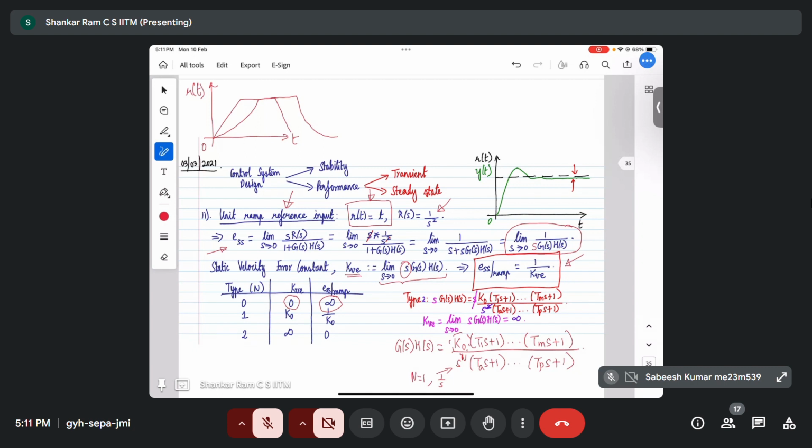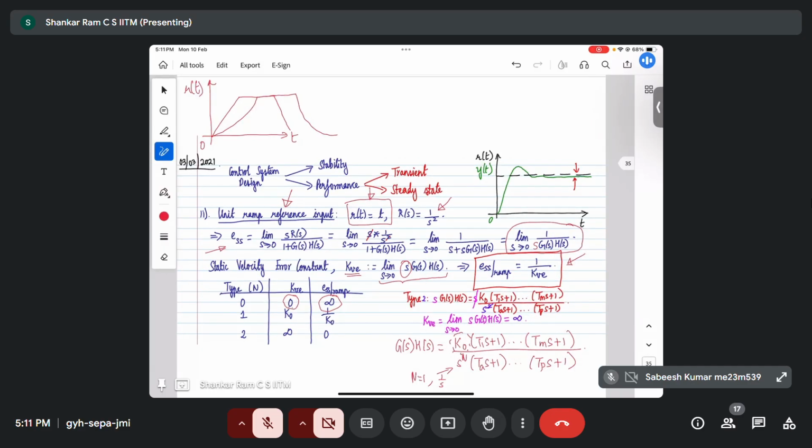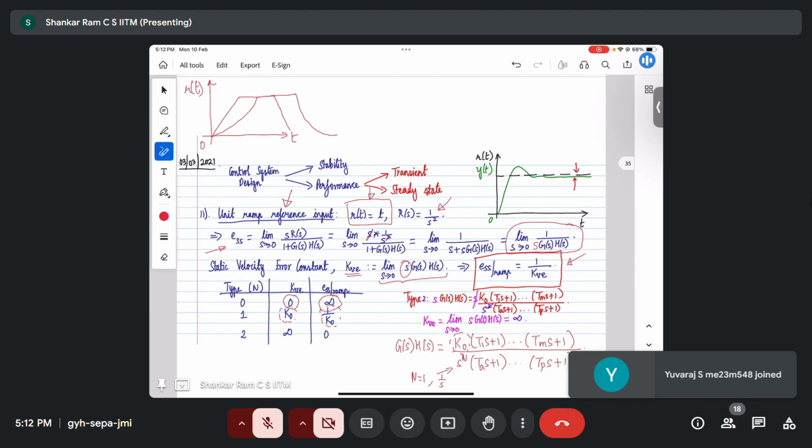I hope that is clear, right? So when we have one system, capital N equals 1, K_v becomes K naught, and the steady state error while tracking a ramp input becomes 1 by K naught. In other words, the steady state error is the reciprocal of the open loop gain. Just like what we observed with unit step tracking with the type 0 system, with a type 1 system and a unit ramp input, if we make the open loop gain as high as possible, the steady state error will reduce in magnitude.